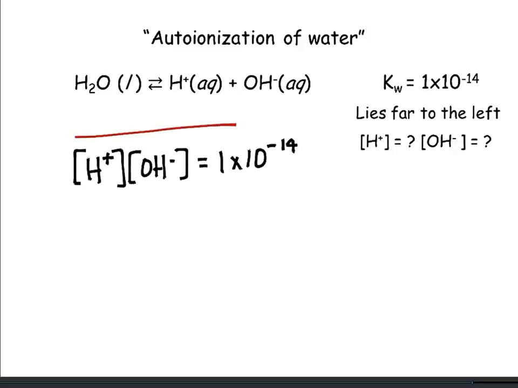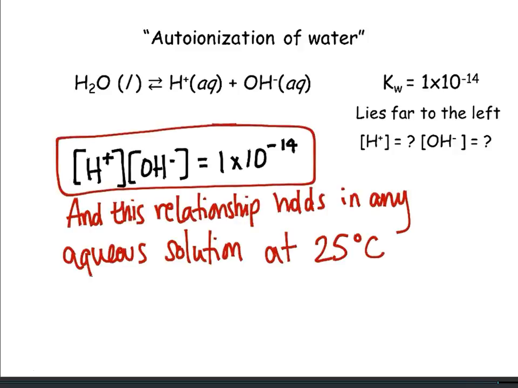Now if we come back to our expression here, if we know that this is Kw, this relationship will hold in any aqueous solution at 25 degrees. So what that means is that once you know the hydrogen ion concentration, let's say it's not pure water, let's say it's hydrochloric acid, and you have some amount of hydrogen ion concentration, say it's 1 times 10 to the minus 2 molar, then that means that your hydroxide ion concentration must be 1 times 10 to the minus 12 molar, because their product has to be 1 times 10 to the minus 14.